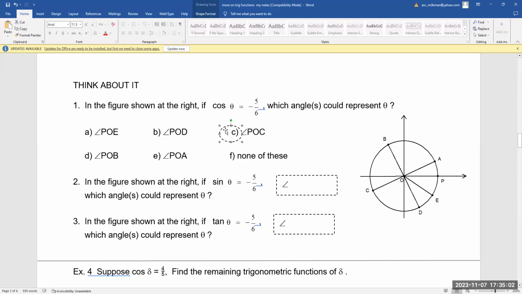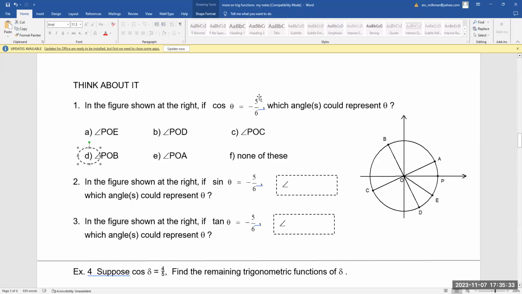Oh, but wait a minute. I didn't say the cosine was negative. I said the cosine was a value of -5/6. And what that does is that narrows down your choices. There's only 2 possible choices, but there's only one real answer for this problem. So if you've got the answer of POB or POC, and you put both of them, congratulations, you're almost right. But there's more than this value being negative. It's the value of 5/6.